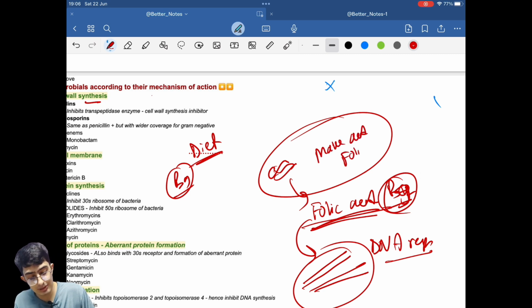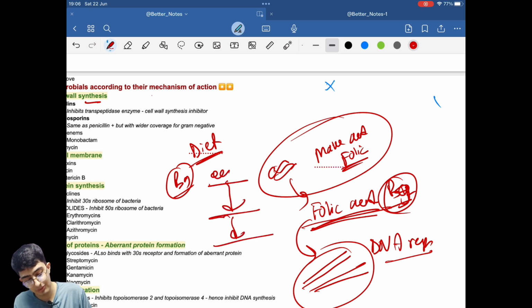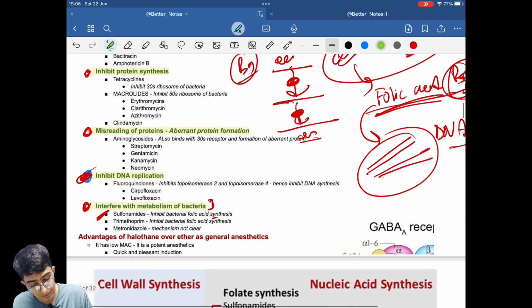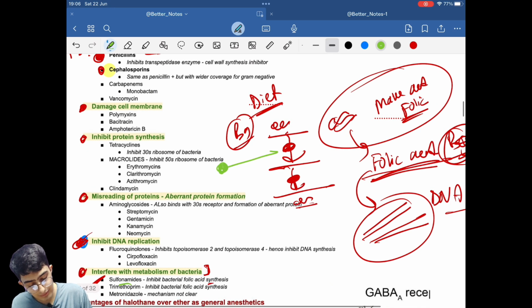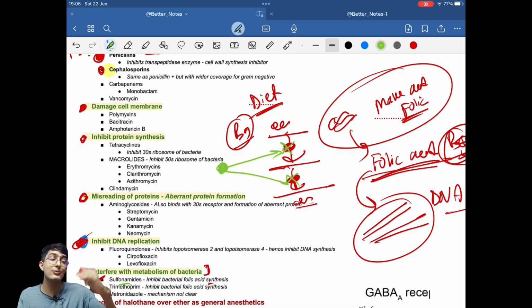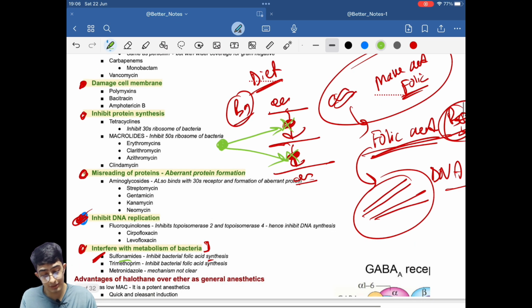right? So there is this huge pathway by which the bacteria make folic acid, and there are so many enzymes in this pathway. So antibiotics such as sulfonamides inhibit one of these enzymes that are required in the folic acid synthesis pathway of the bacteria. Whenever these enzymes are inhibited, the folic acid is no longer produced in the bacteria.